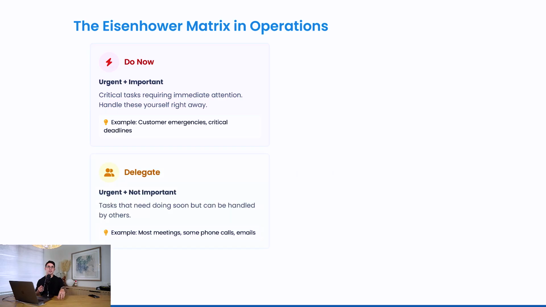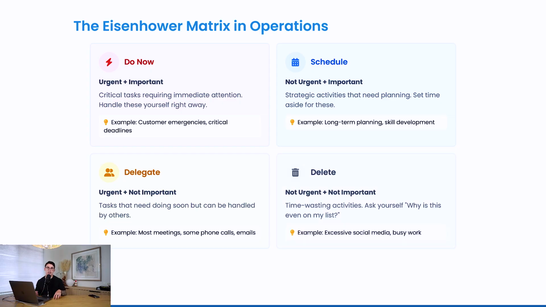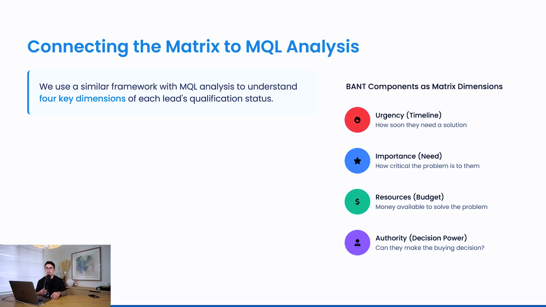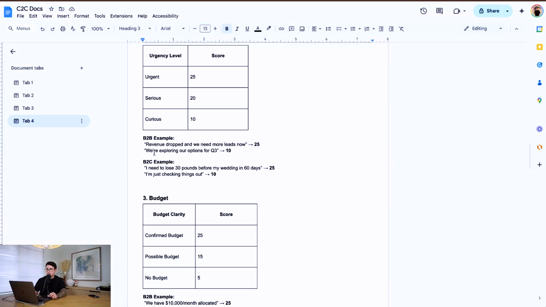The urgent things that are not important are the ones that we need to delegate. The important things that are not urgent are the ones that we need to schedule for a later future. And the non-important and non-urgent things are the ones where we need to ask ourselves, why the hell is it there? We just delete. So it's interesting because when we look at the MQL analysis, we're using a similar framework to understand how important that is for the person, how urgent they want to solve that, how much they have to solve the problem, and who they are in terms of making the decision during the call. Right? So it's pretty interesting information here.